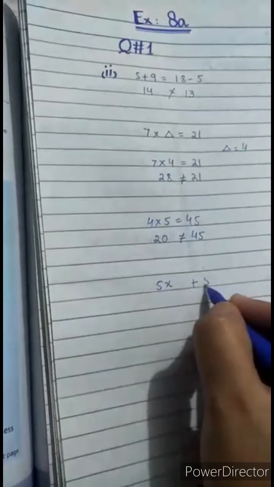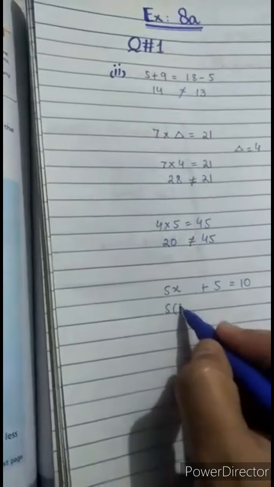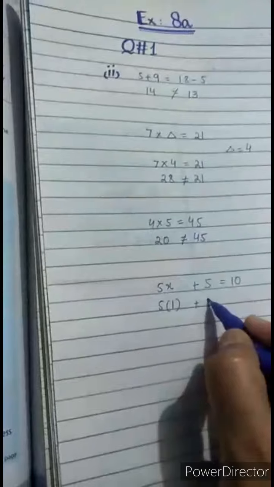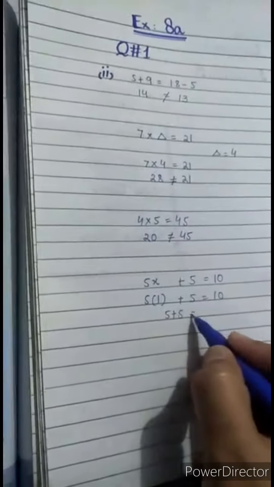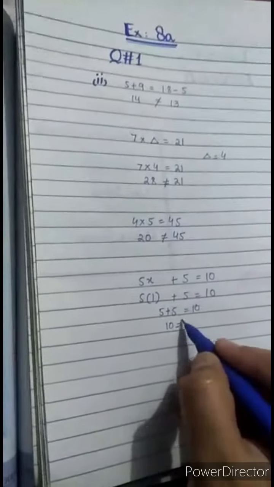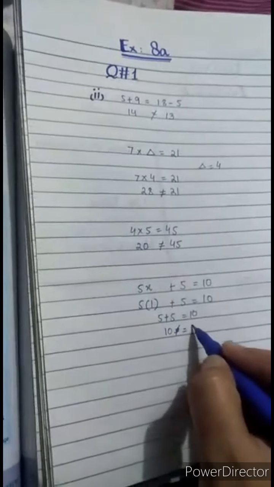5x plus 5 equals 10, so x is equal to 1. 5 into 1 plus 5 equals 10. So 5 ones are 5, and 5 plus 5 equals 10. Yes, it is 10. So this statement is true.